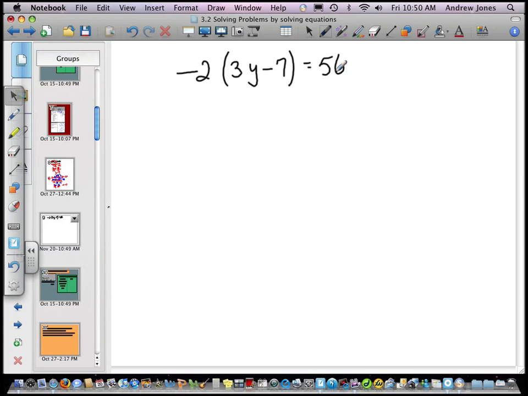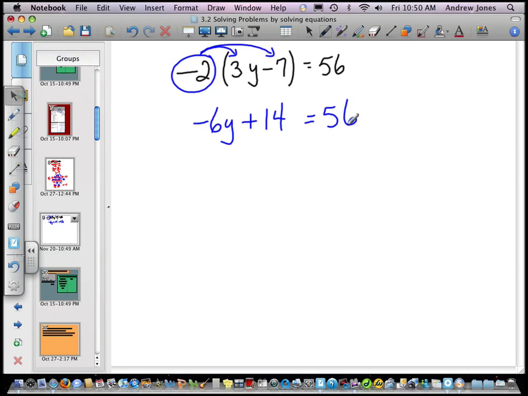We have to solve for our brackets. What it means is that this number is multiplied by each number in the bracket. So minus 2 times 3y is a negative 6y. Negative 2 times a negative 7. Have to watch our signs there. And that equals 56. So we're back to isolating our variable. This time it's on the left-hand side, so let's just leave it there.